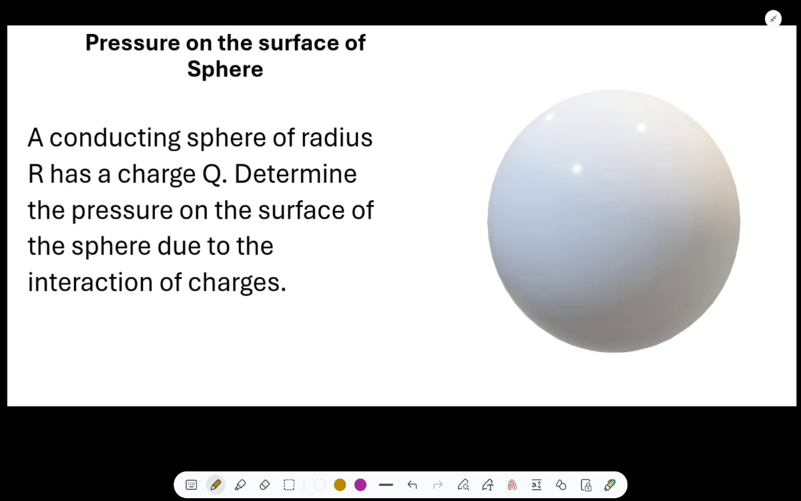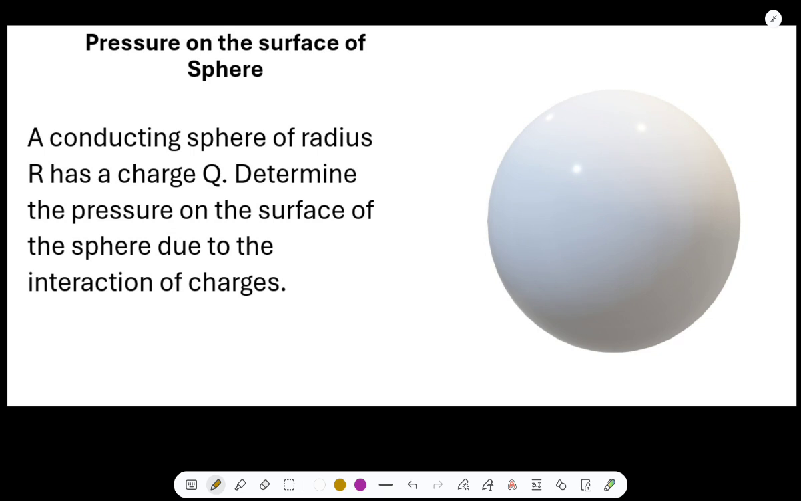Perhaps in this problem, we need to find out the pressure on the surface of a sphere, of course, due to the interaction of charges. If we read the statement of the problem, it says simply that we have a conducting sphere of radius r, which has a charge q, and we need to determine the pressure on the surface of the sphere due to interaction of charges.